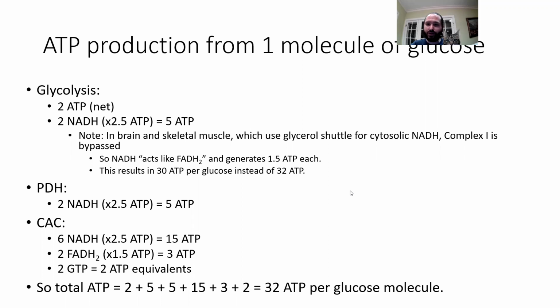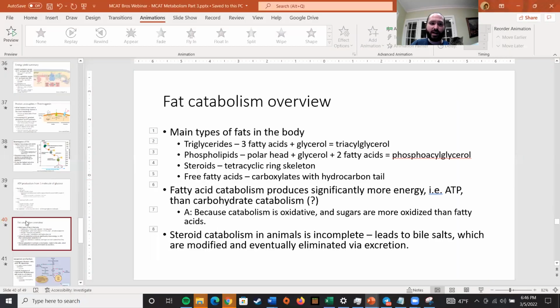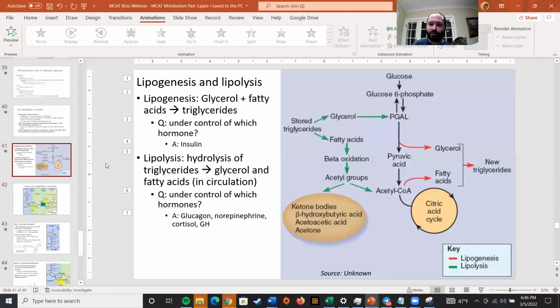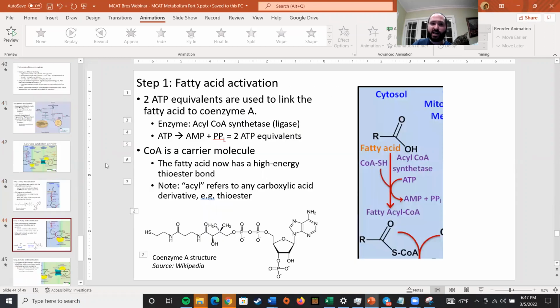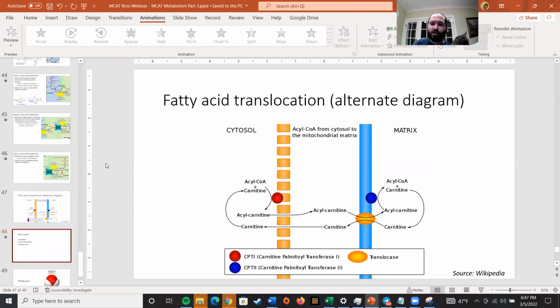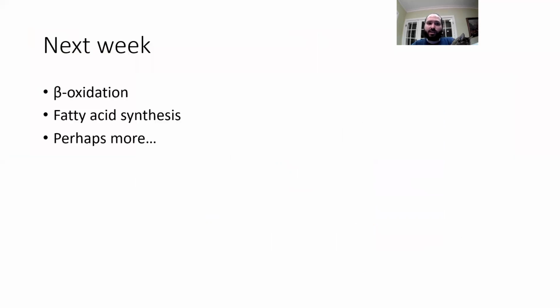All right. So this is our last slide of the day. Next week, we're going to be starting with fatty acid catabolism. I'll just skim through these slides. You can see we'll be doing lipolysis and lipogenesis, fatty acid catabolism, so activation of fatty acids, translocation, and then we will also cover in next week's lecture beta oxidation and fatty acid synthesis. Any last minute questions while the recording's still going?